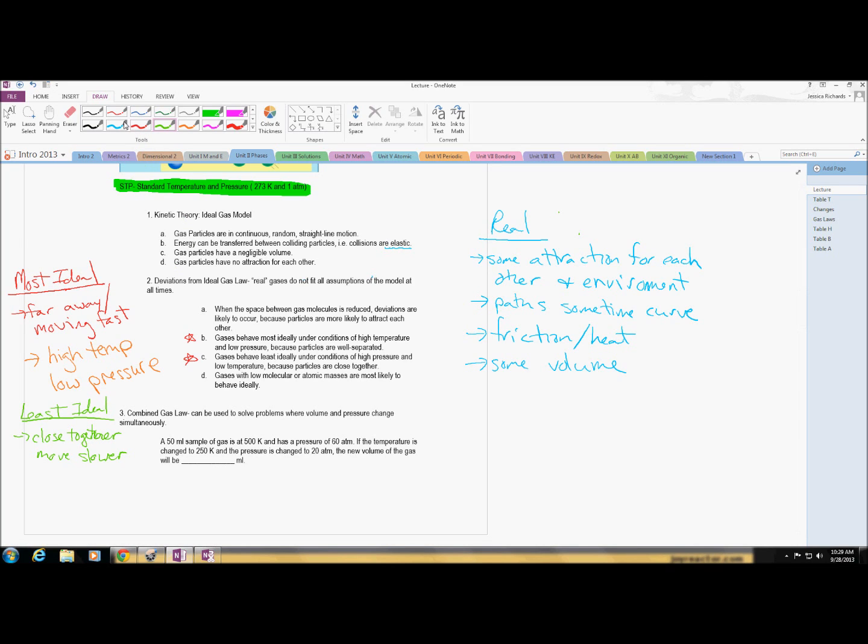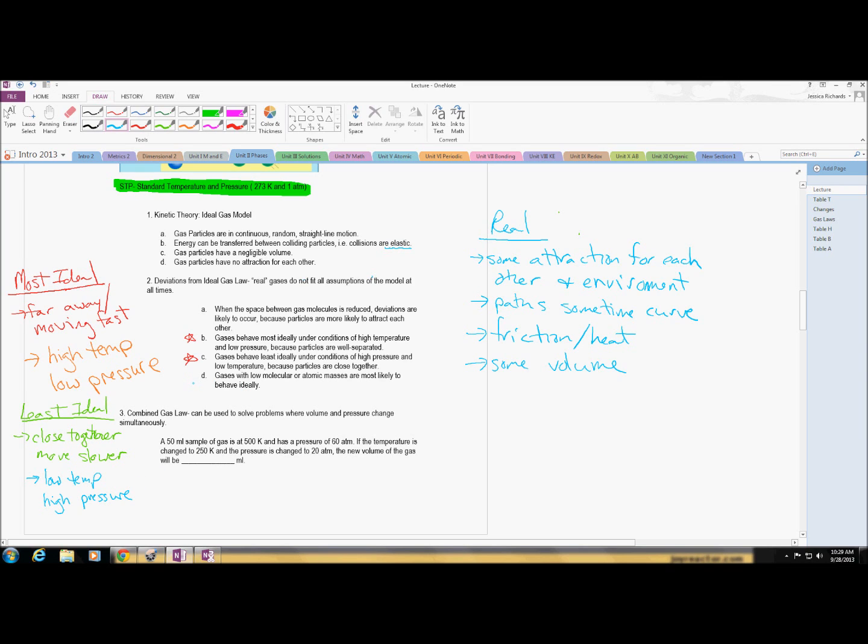So how do you get them to slow down and get closer together? Well, it's pretty simple. We just do the opposite that we did with the most ideal. So instead of high temperatures, you want low temperatures. And instead of low pressures, you want high pressures, and that will push the particles closer together.